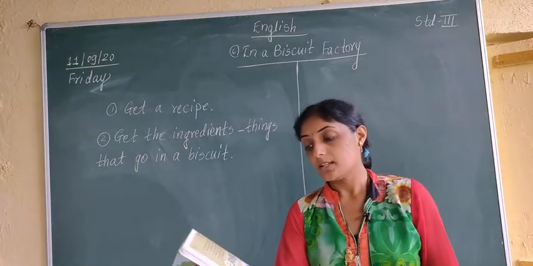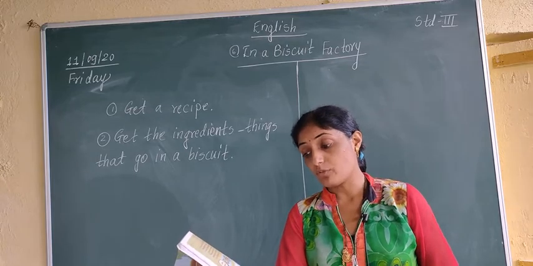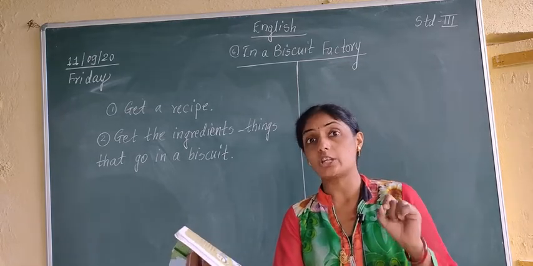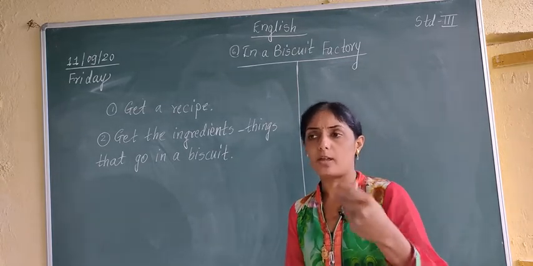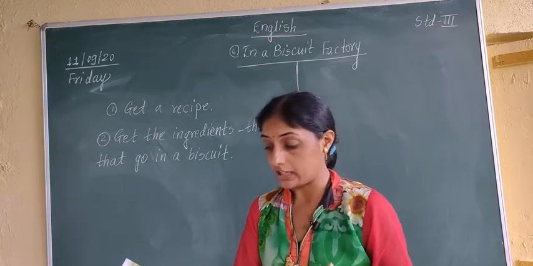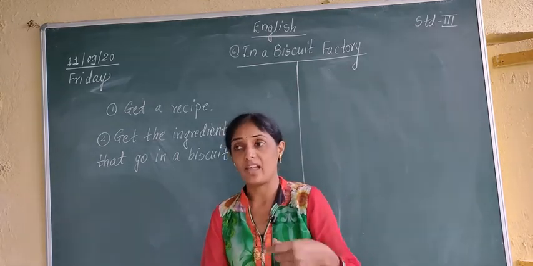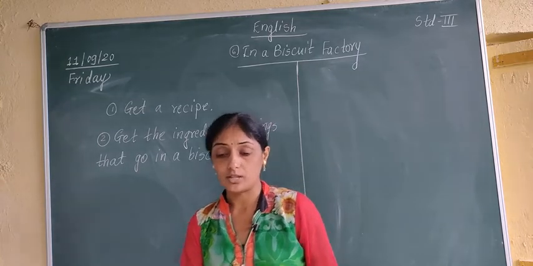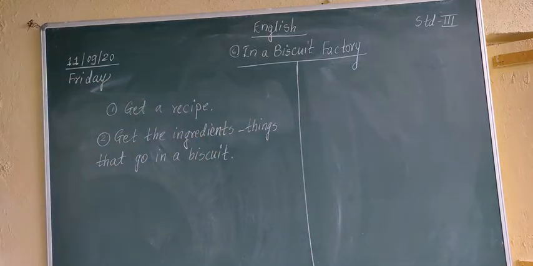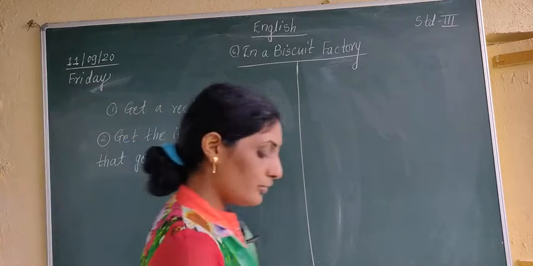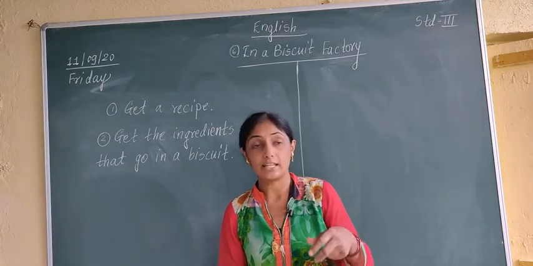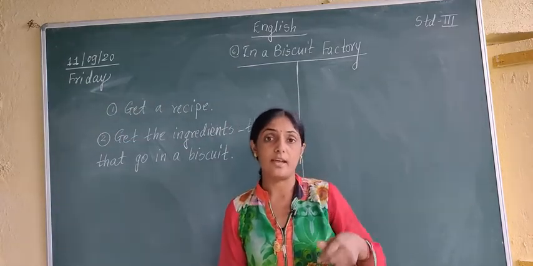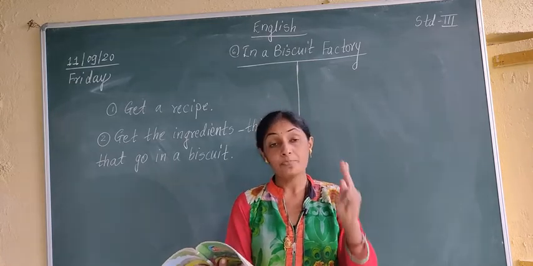Third step is decide how much of each to use, weigh each ingredient. Whatever ingredients we bring from the market, we have to do the weighing of those ingredients. Weighing means we have to weigh the ingredients which are brought from the market.